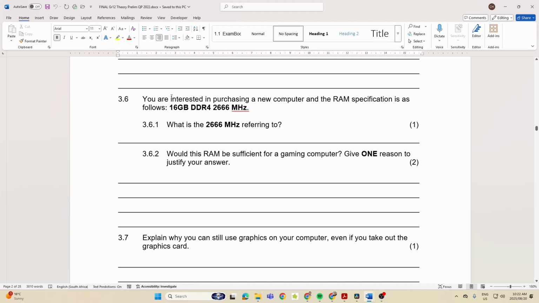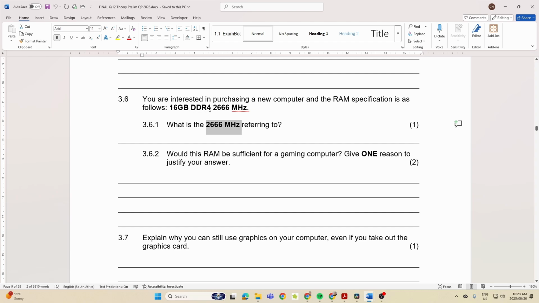Okay. Then, you are interested in purchasing a new computer, and the RAM specification is as follows. 16 gigs, DDR4, 2666 megahertz. They're asking, what does this 2666 megahertz actually mean? Right? That indicates the frequency. Next question. Would this RAM be sufficient for a gaming computer?